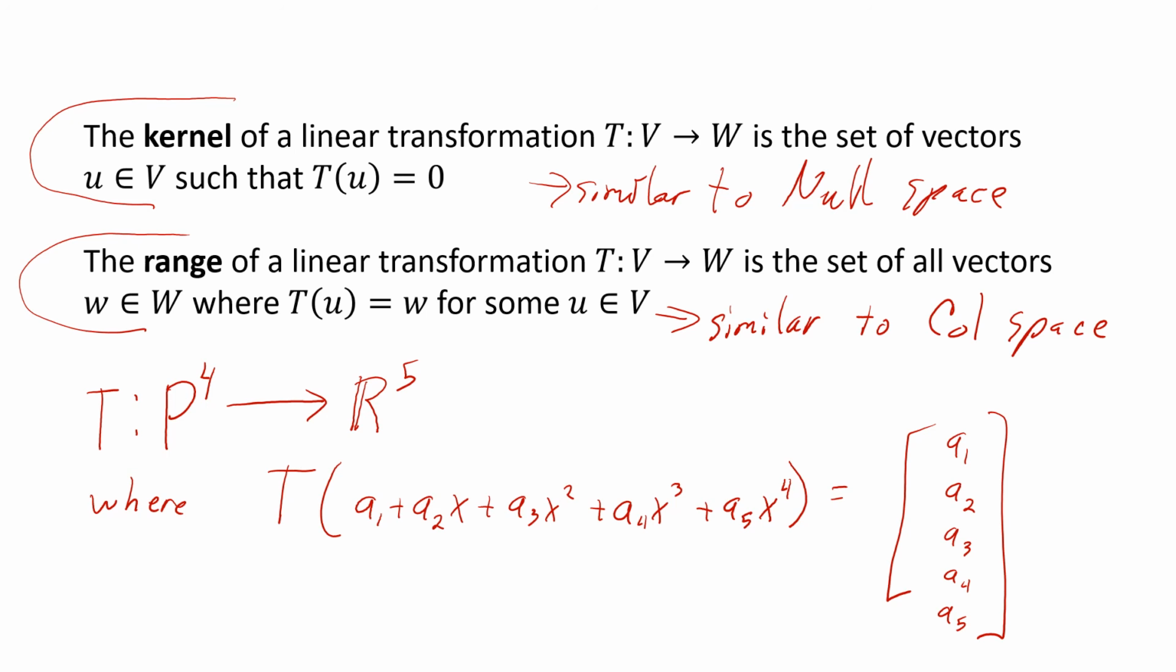Now give this some thought and see if you can figure out what the kernel and the range of this transformation T is. Make sure that you understand the concept of a kernel and the range and how they are similar to a null space and a column space. Because we're trying to abstract vector spaces, so we aren't always going back to columns of numbers, we've introduced slightly different definitions to help describe it.